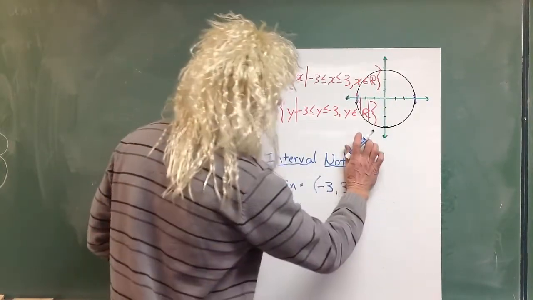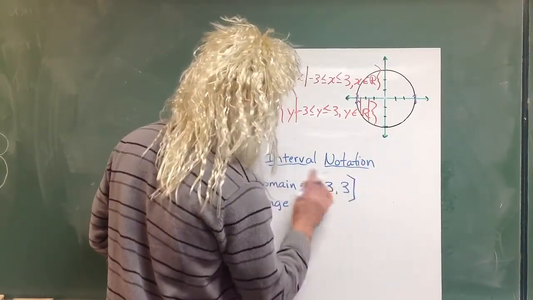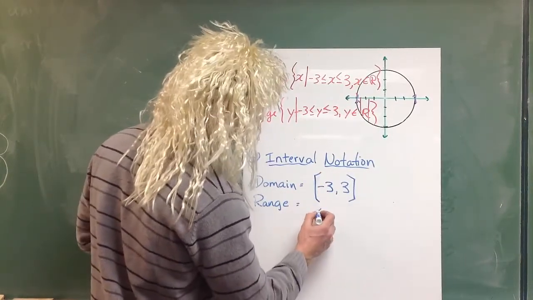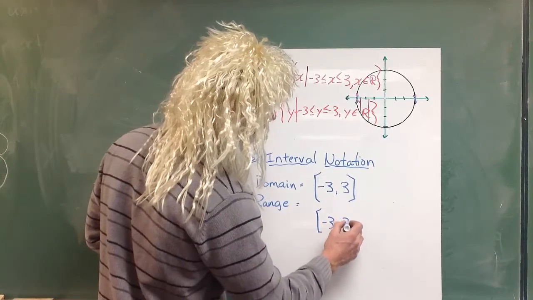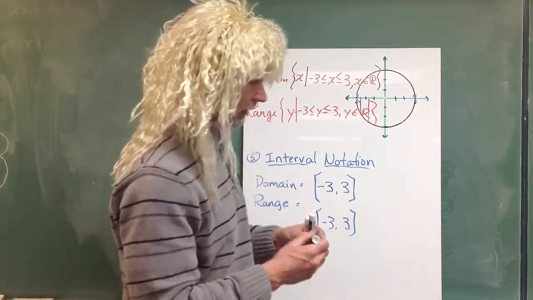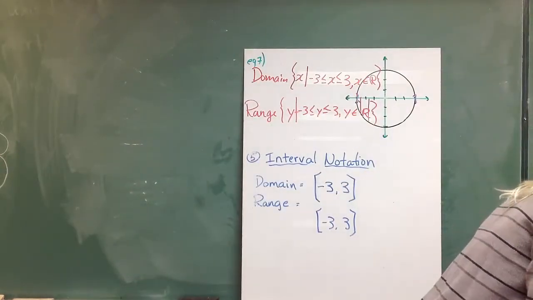Whoops, I made another mistake. This should be a square bracket because it's inclusive. And the range is also -3 to +3. I use a round bracket if it's everything but. Let's go back to this one here for a second.